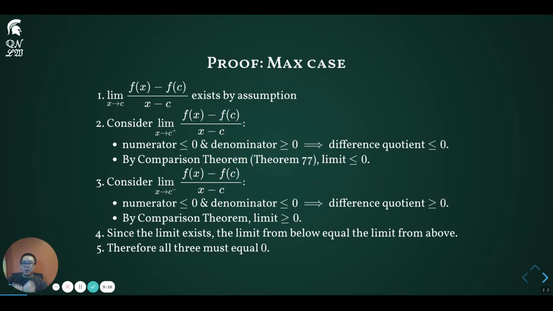Next, we treat the case of the limit from below. In exactly the same way, we found that the numerator is non-positive, the denominator is negative, and hence the difference quotient is non-negative. So the comparison theorem tells us that the limit from below of the difference quotient is non-negative. Since our hypothesis had guaranteed in step 1 that the limit exists, this means the limit from below must equal the limit from above. The only way a non-negative number is equal to a non-positive number is if both numbers are 0, and hence the derivative must vanish. And so Fermat's theorem is true.